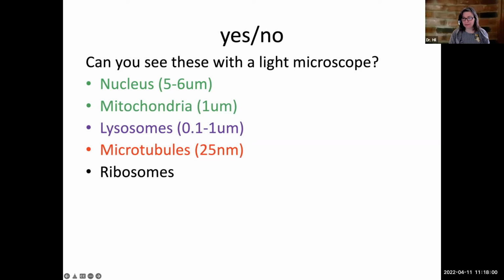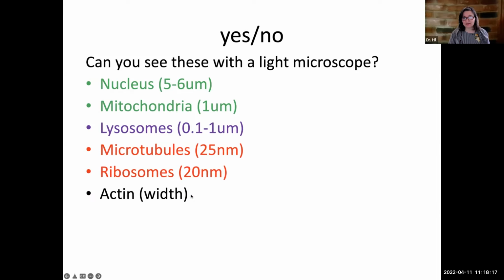Ribosomes, any ideas? We talked about this earlier. You may not have recalled it. That's fine. You don't have to memorize it, but based on what you talked about in your group, most people are saying no, that's accurate. They're about the size of a microtubule, slightly smaller actually.